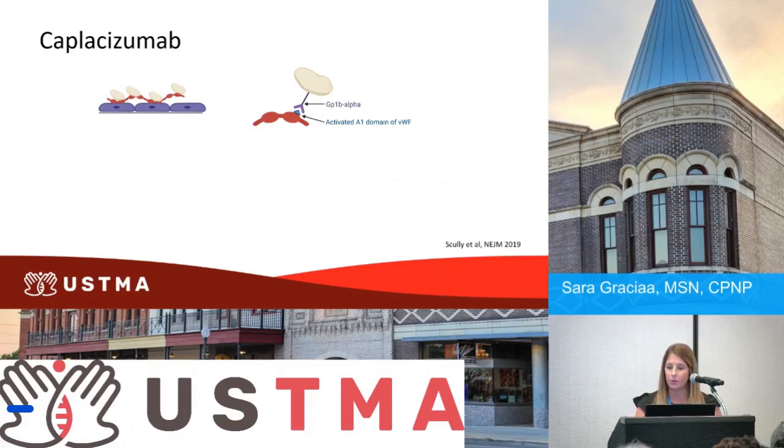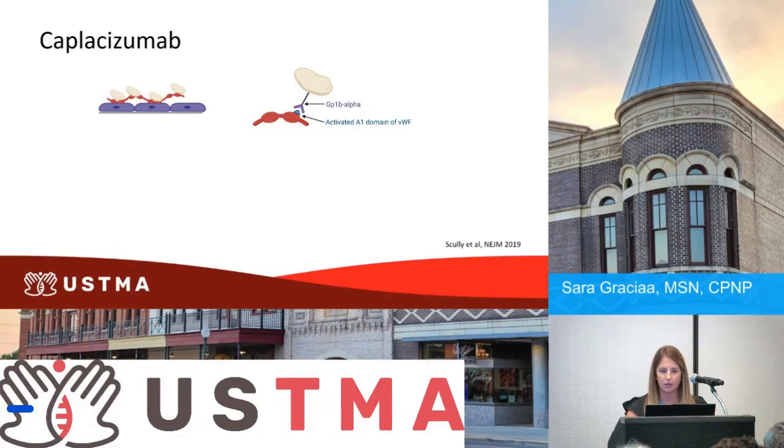So now I want to talk about the first and only FDA-approved treatment for immune TTP, which is caplacizumab. You may also know it as Cablivi. So caplacizumab works, again, by preventing the binding of platelets to the von Willebrand factor.